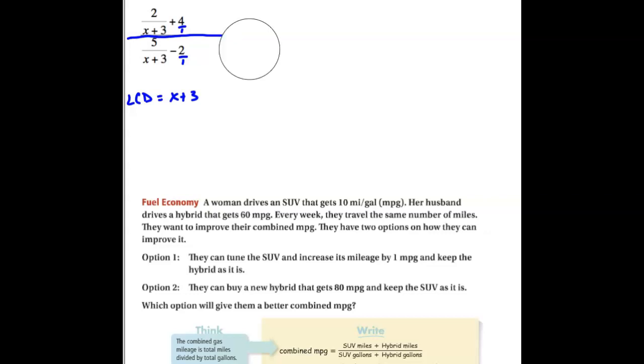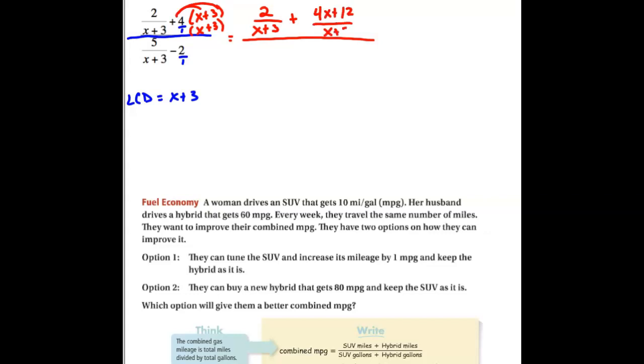So on the top half of this, the first fraction is fine. We have an x plus 3 in the denominator. We can keep that. The second fraction is going to need an x plus 3 multiplied both to the numerator and denominator of it. So the top half of this, we're going to have 2 over x plus 3 plus, and if we distribute that 4, we're going to have a 4x plus 12 over an x plus 3. So we have that common denominator now of x plus 3, and the numerator, when I combine these terms, we end up with 4x plus 14.